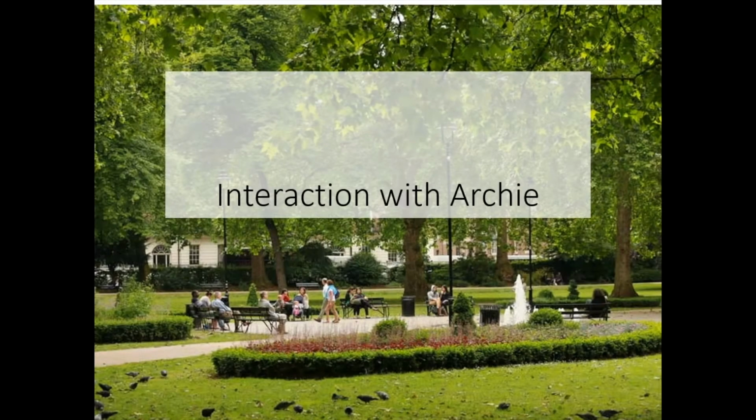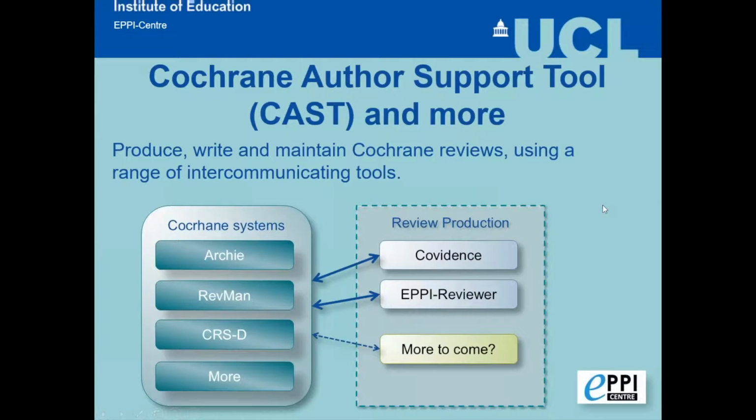Okay, so first of all, interacting with Archie. The way this works is that Cochrane has author support tools, though I don't think we're using the term CAST all that much anymore, which enable Cochrane authors to conduct reviews. The main tool, of course, is Covidence for fairly standard intervention reviews. EPPI Reviewer is in the mix for doing more complex reviews, looking at complex interventions, non-intervention reviews and the like. There may be more to come.